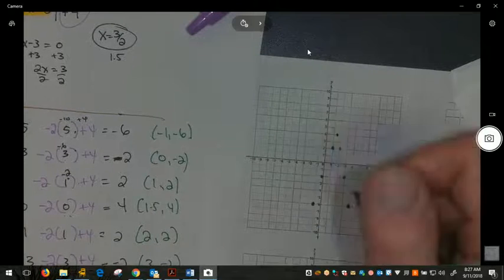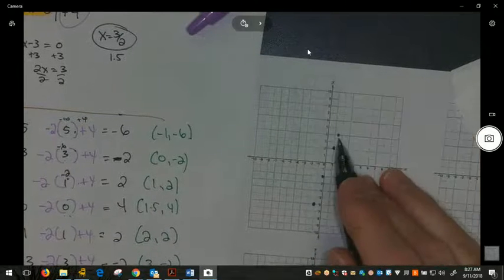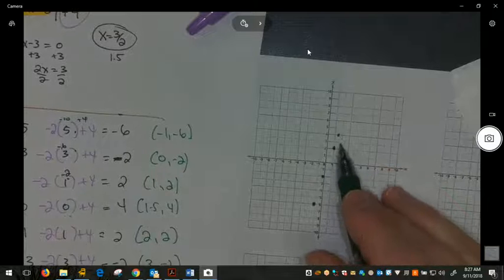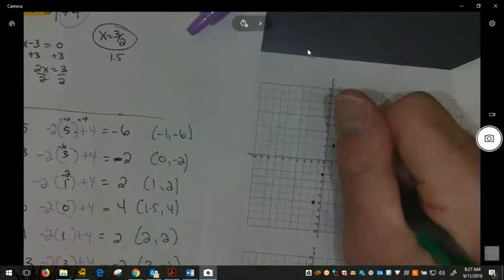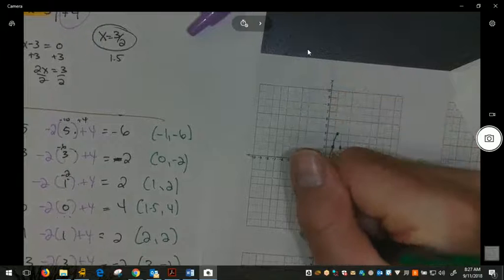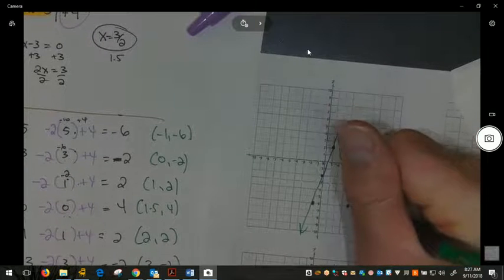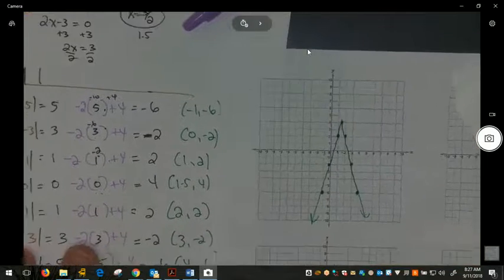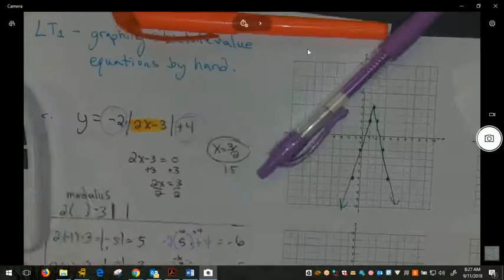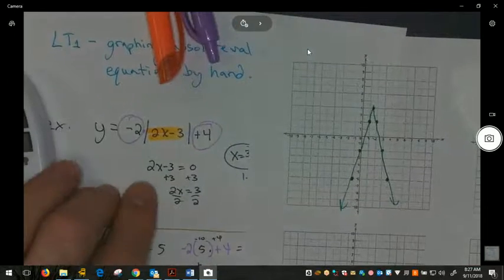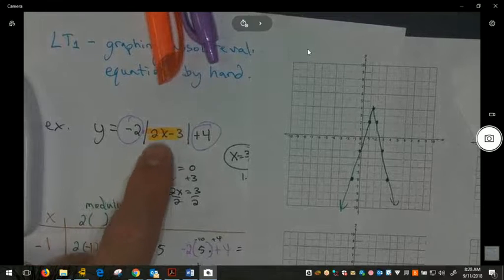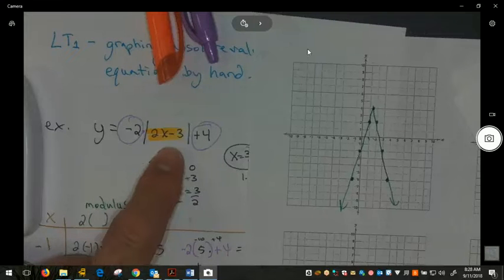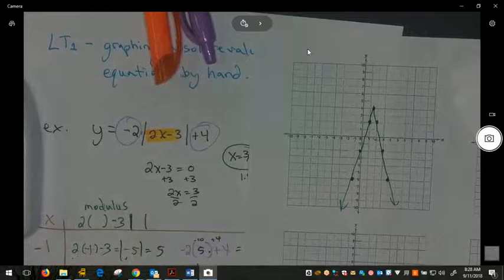When I'm done and I graph, I should see that the bottom of the V is at 1.5, 4, and then the shape should be a V. If it's not, then I've done something wrong in my operators. So this is the graph of y equals -2 times the absolute value of 2x minus 3 plus 4.